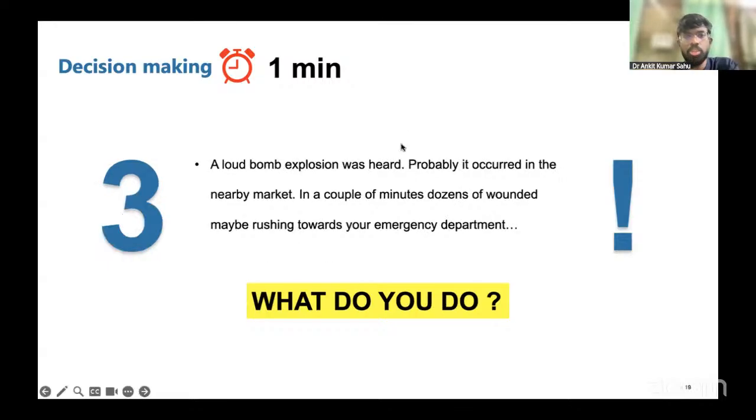So let's go to the third scenario. A loud bomb explosion was heard. Probably it occurred in a nearby market. In a couple of minutes, dozens of wounded may be rushing towards your emergency department. What do you do? Anyone? Anyone can answer this question?